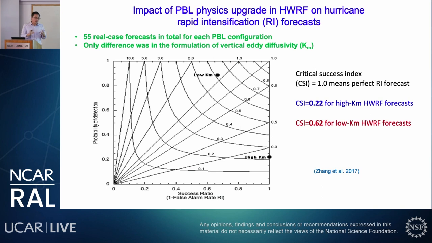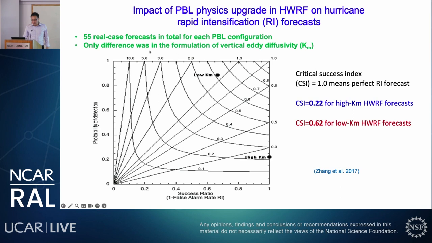So in HWRF, we try to upgrade the vertical diffusivity based on observations. This is one example from one of my papers. We were trying to look into how the vertical diffusion would affect the rapid intensification forecasts, as well as intensity forecasts. This is a quantification in terms of the critical success index, looking at the probability of detection as well as false alarm rate, and then it gives a total score. When we modified the vertical diffusivity in HWRF based on observations, we actually increased this success index, so it improved the RI forecast.